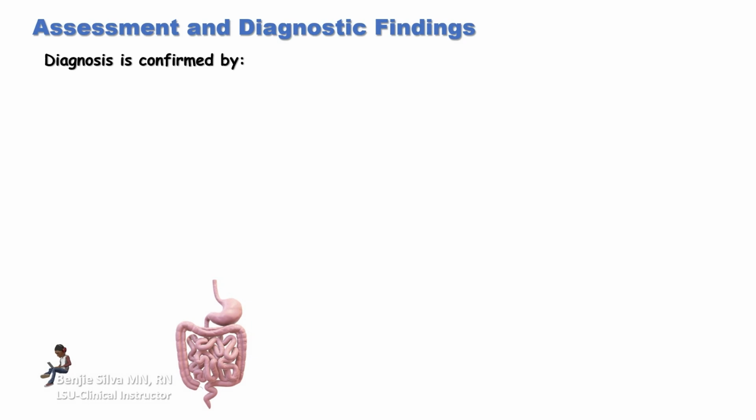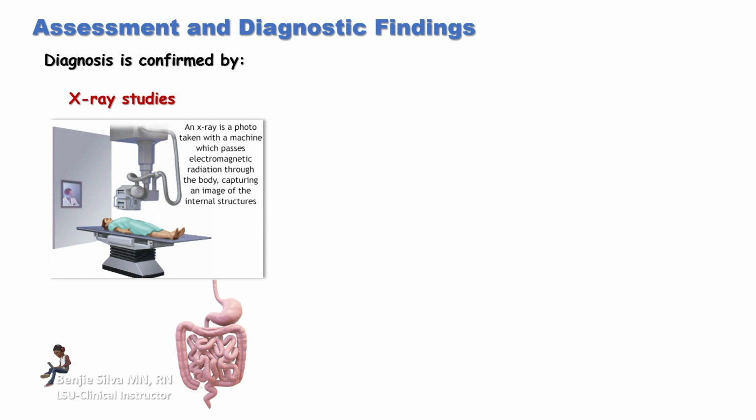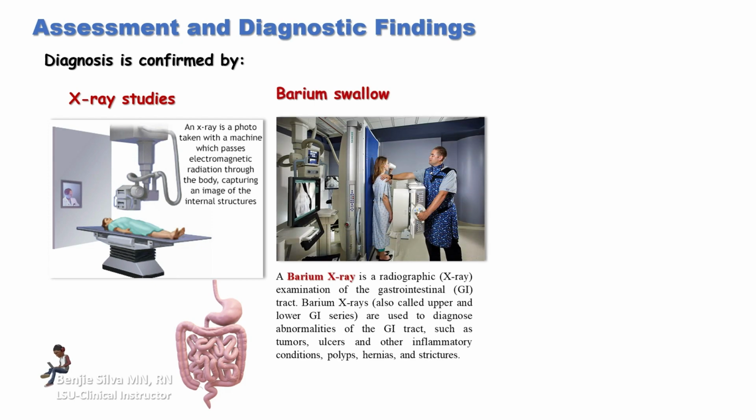Diagnostic findings. Diagnosis is confirmed by X-ray studies. An X-ray is a photo taken with a machine which passes electromagnetic radiation through the body, capturing an image of the internal structures. A barium X-ray is a radiographic X-ray examination of the gastrointestinal tract. Barium X-rays, also called upper and lower GI series, are used to diagnose abnormalities of the GI tract, such as tumors, ulcers and other inflammatory conditions, polyps, hernias, and strictures.